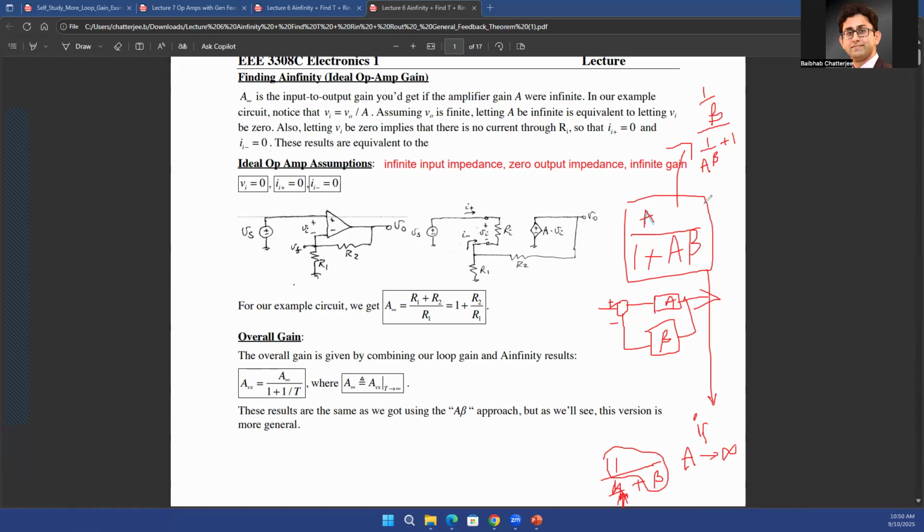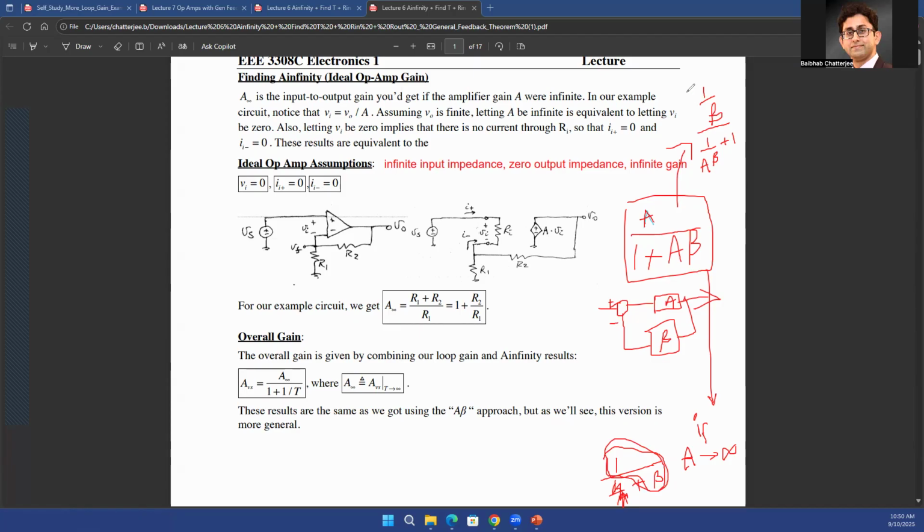Now, when does A tend toward infinity? If your feed forward path's gain A is coming from an op amp, and if that op amp is ideal, you know that the ideal op amp's property is that the gain is infinity, right? So if you're using an ideal op amp with infinite gain, the gain of the closed loop network becomes 1 over beta, because it's just A divided by 1 plus A beta, and we did this mathematical manipulation for A equal to infinity. And then we ended up with 1 over beta, right?